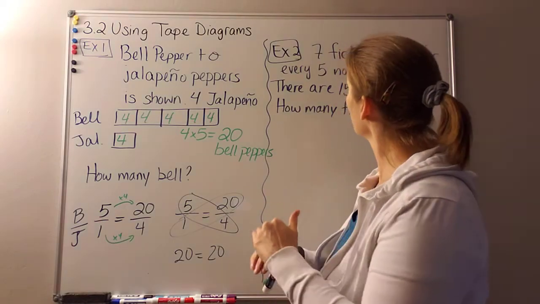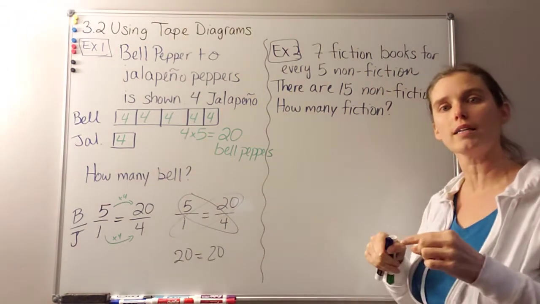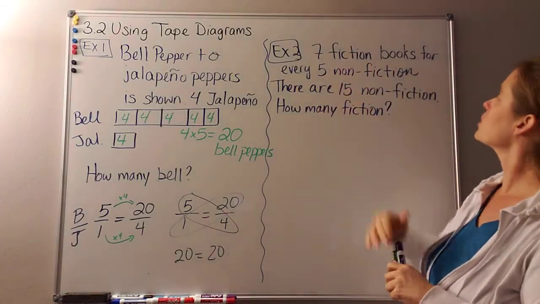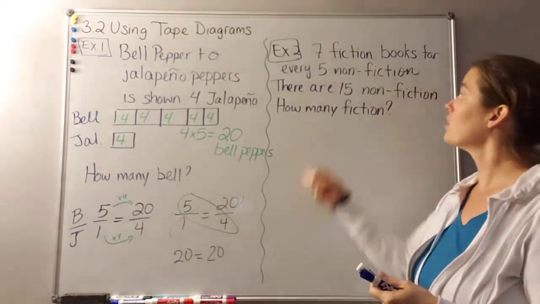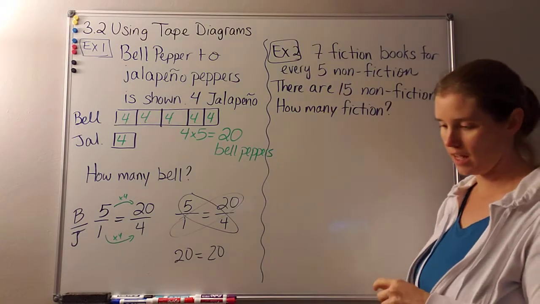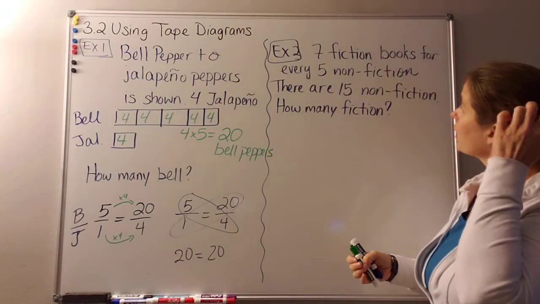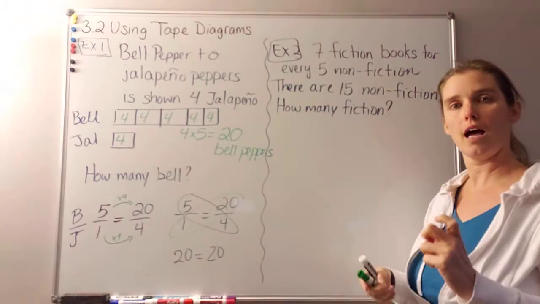All right, now we're going to look at another example. We don't have the tape diagram yet. We're going to have to draw it and then answer a question. So you get 7 fiction books for every 5 nonfiction books. There are a total of 15 nonfiction books. Well, we're going to draw our tape diagram based on our initial ratio, fiction to nonfiction.